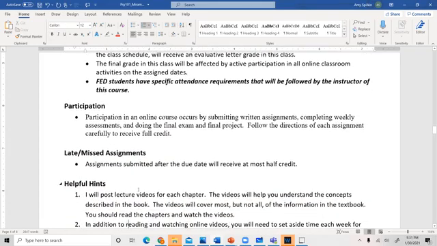Participation is really just submitting your assignments. Anything submitted late will receive at most half credit, so that's 50%, which is better than 0, but that's not great. So try to do your work on time.